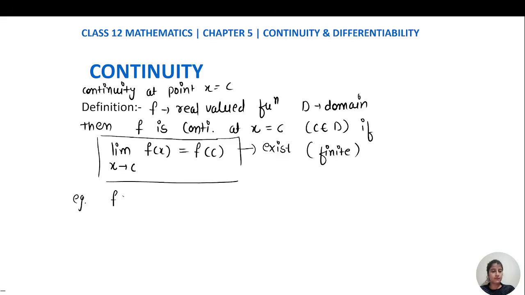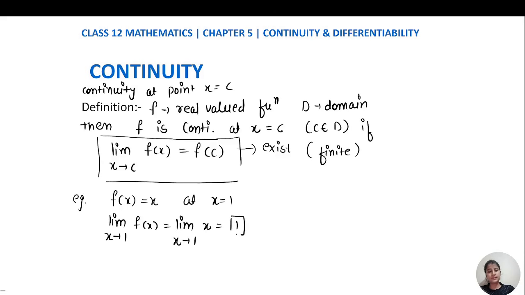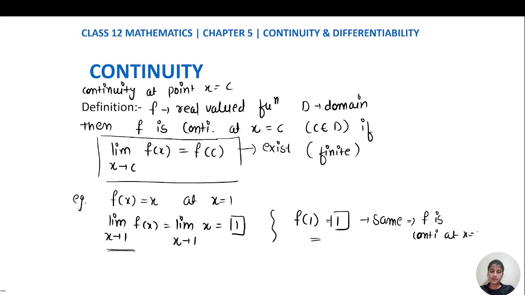For example, take the function f(x) equals x. Take x equals 1. Then the limit as x tends to 1 of f(x), which is nothing but the limit as x tends to 1 of x, we know this limit is 1, and our function value, f(1), is also 1. So the limit value and the function value are the same. So our function f is continuous at x equals 1.